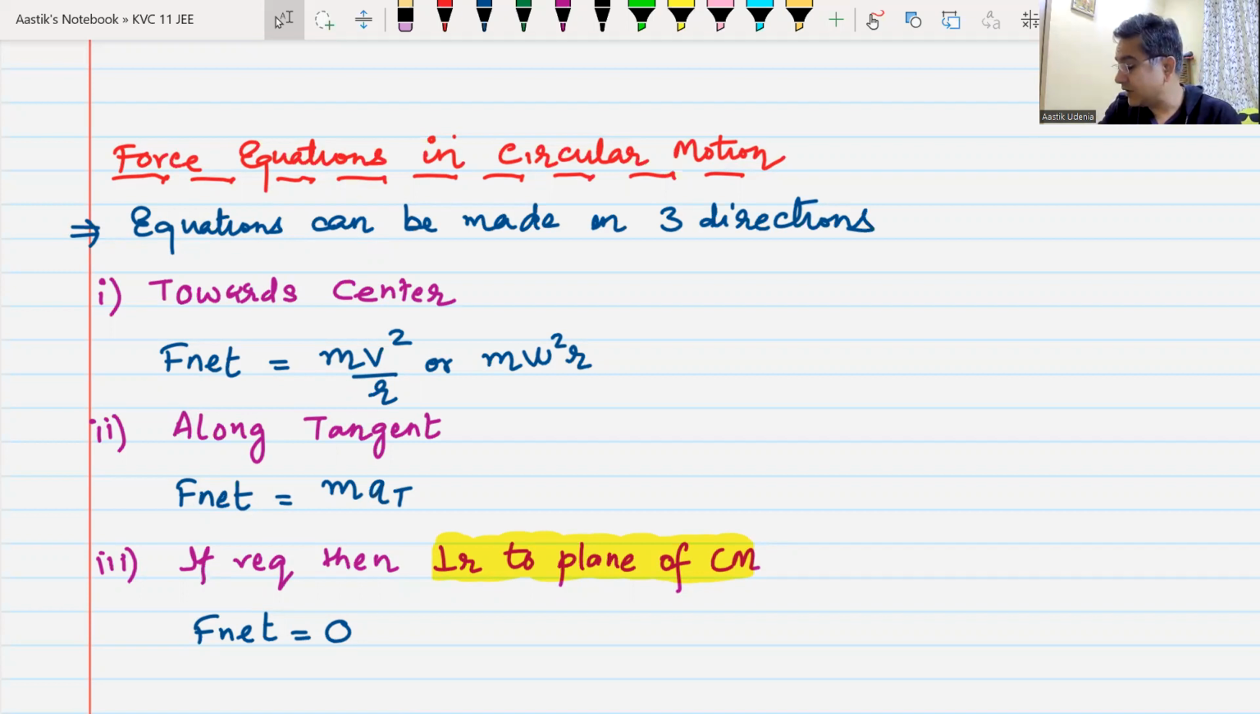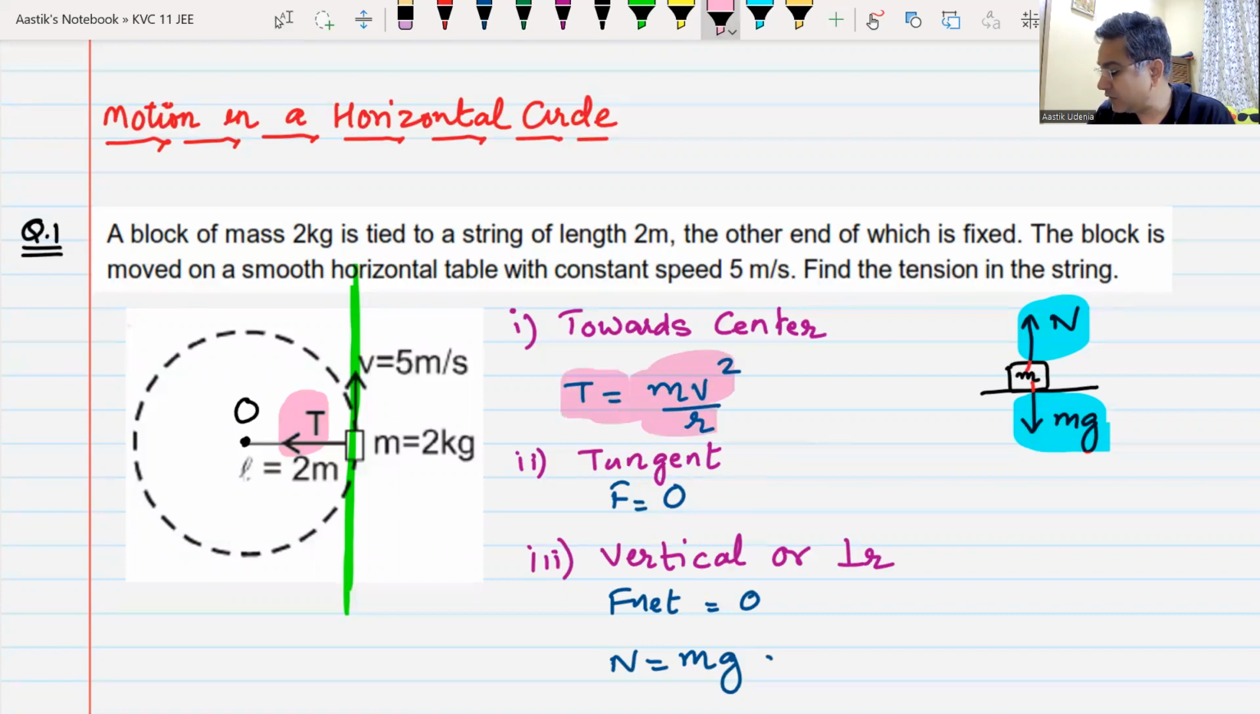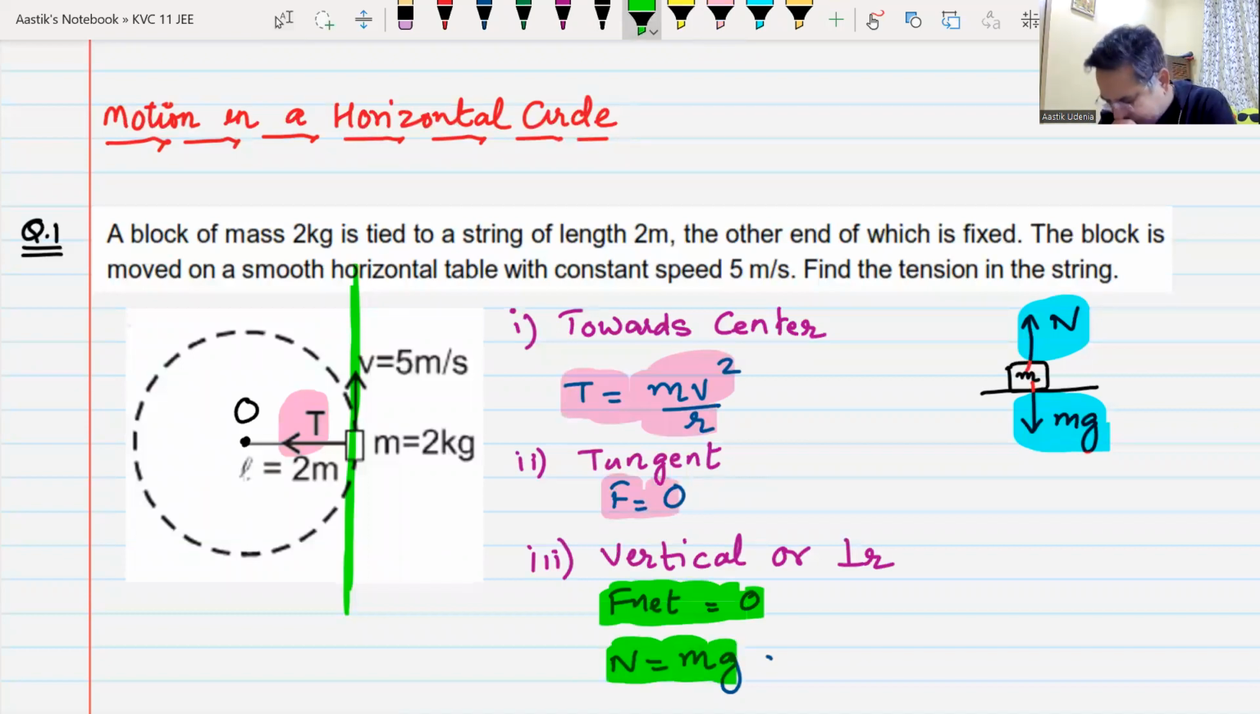In the question that we did, we had made all these three equations. In the equation towards the center, we got T is equal to mv square by r. There was no force in the tangential direction, so that equation was not required. The net force in the vertical direction has to be 0, and from there we got the value of the normal reaction.